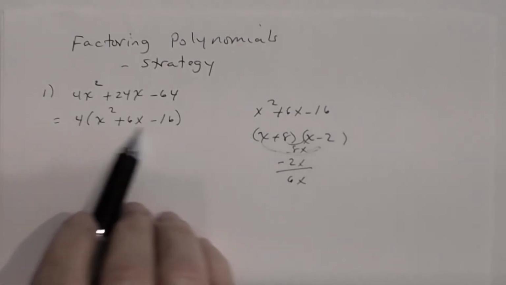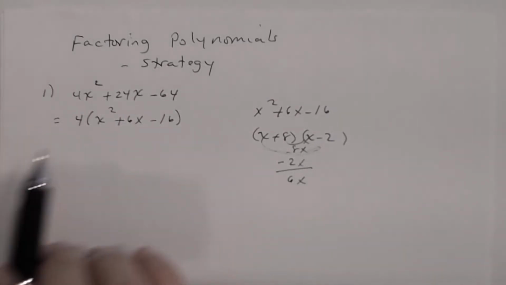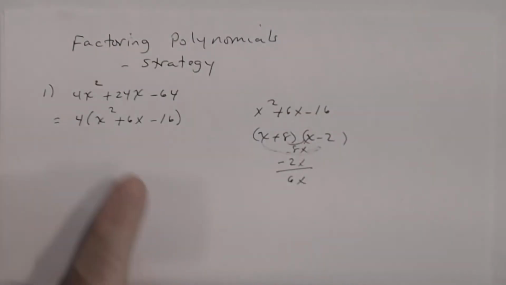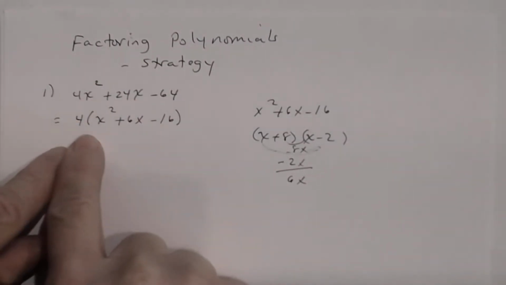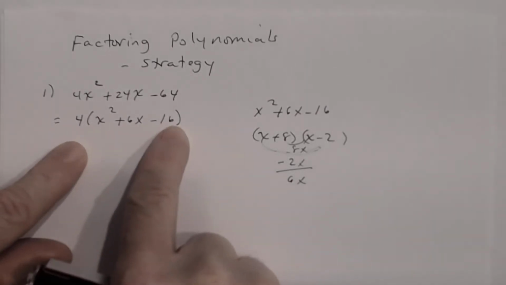So therefore, I could factor this further, and so you want to factor completely. Remember, always make sure you factor completely. Just because you factored out the GCF doesn't mean you're done. You've got to make sure that this factor right here is factored completely.